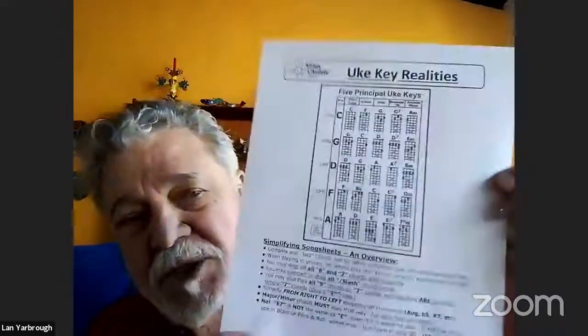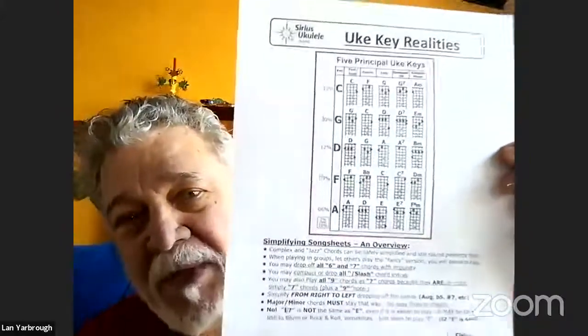So that's what I got. And if anybody would like this sheet, which is key realities for the ukulele, you see my name up there. You put a period between Lan and Yarborough, lan.yarborough@gmail. Then send me an email, ask for it, and I'll be happy to send this on to you. Because this is, in the words of Albert Einstein, equations should be made simple as possible, but no simpler. Well, this is as simple as you can make it for simplifying song sheets.